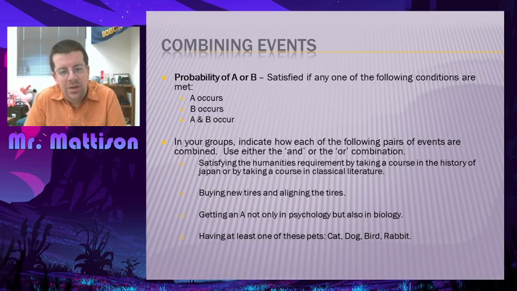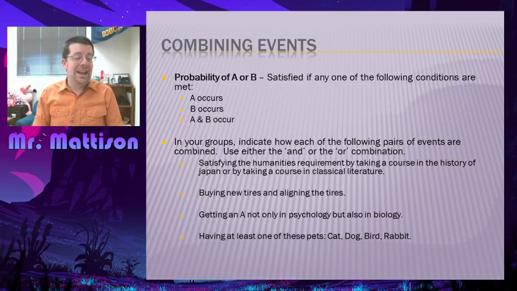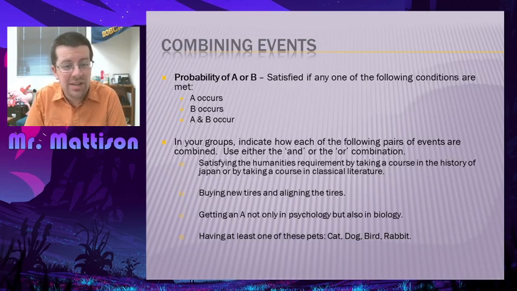B, buying new tires and aligning the tires. So again, that's going to be an and because it has the word and in it. That makes it pretty easy. Then getting an A not only in psychology but also in biology. So that is an and occurrence. This is me trying to purposefully write it without the words and or, so that you can think more about the situation, not just looking for the words, right?